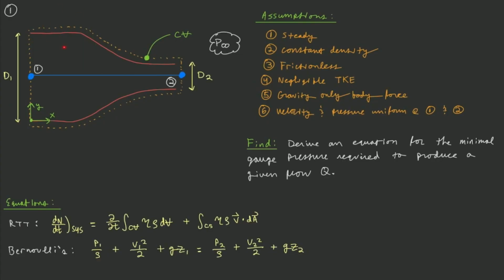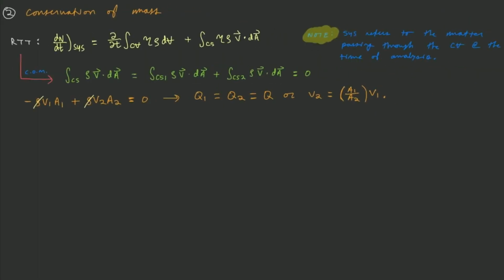We have no mass flux on this top surface. We have no mass flux on this bottom surface. So we only have a term in the flux integral for control surface 1 and control surface 2. And to remind you, eta is the variable N per unit mass, and if N is equal to mass, then mass per unit mass is equal to 1, so eta is equal to 1, and that's how we get this rho V dot dA as the integrand in these integrals.